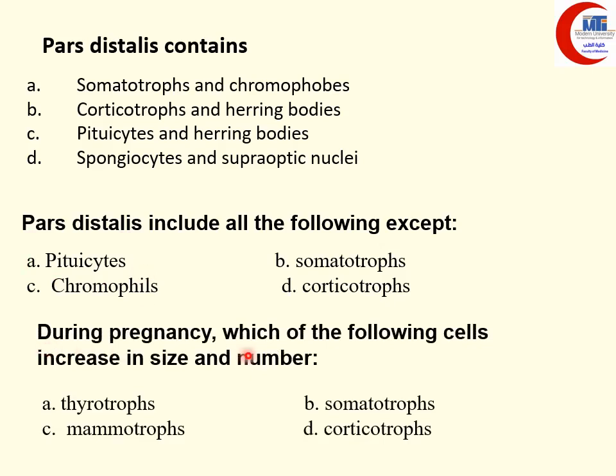During pregnancy, which of the following cells increase in size and number? Normally during pregnancy we need lactation, so the prolactin hormone. So the cells which increase in size and are called pregnancy cells are the mammotrophs. The right answer is letter C.